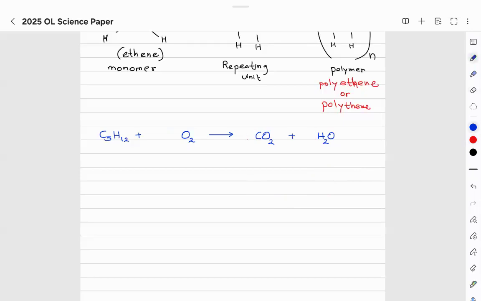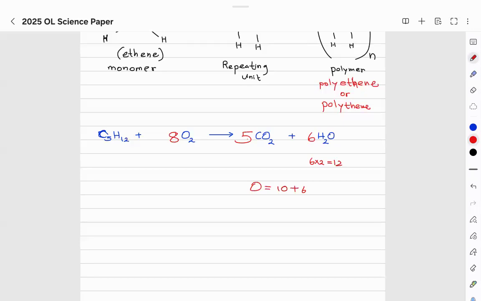Shall I balance it again? There are 5 carbon atoms in pentane, therefore 5 carbon dioxide. Then 12 hydrogens means 6 H2O, because 6 times 2 is 12. Now count the total oxygen on the right side: 5 times 2 is 10, and here 6, so 16. Then 8 O2 in total. This is the balanced reaction.